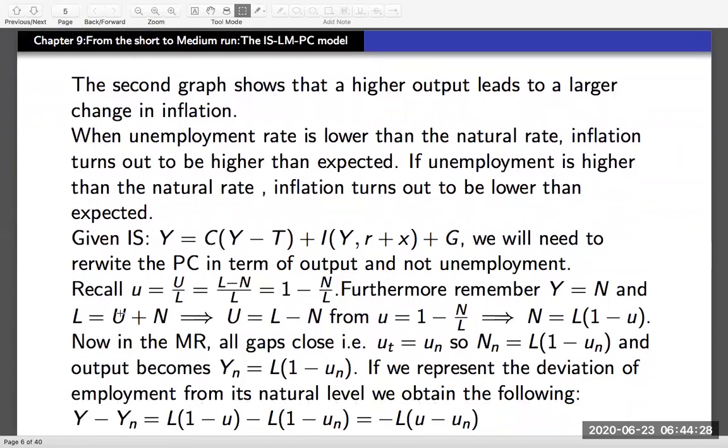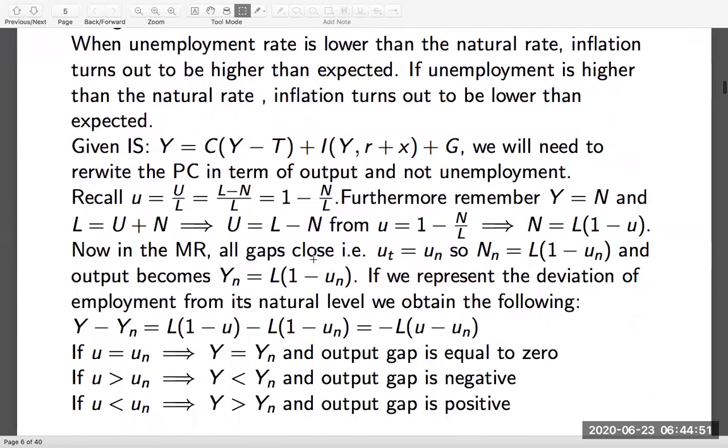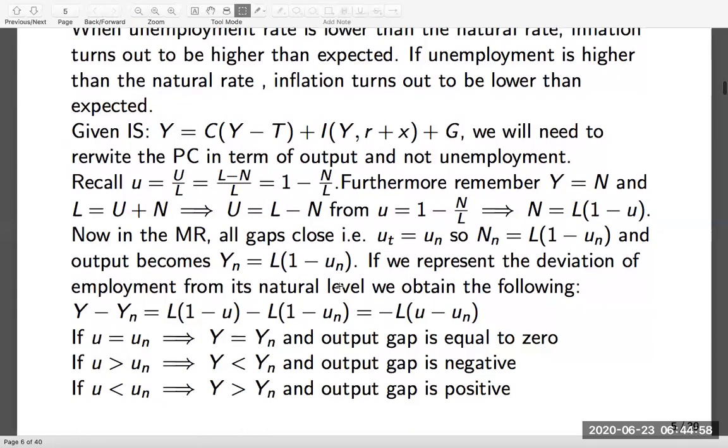So remember that your unemployment rate is the number of unemployed over the labor force, but unemployed is labor force less employed, which is N. So you divide that, you get this. Then recall that we say that output is equal to employment, assuming that we are not considering A, which is productivity. Then we can rewrite this and plug back into our equation. So we get that at optimal, our natural unemployment, YN, is equal to L1 minus N.